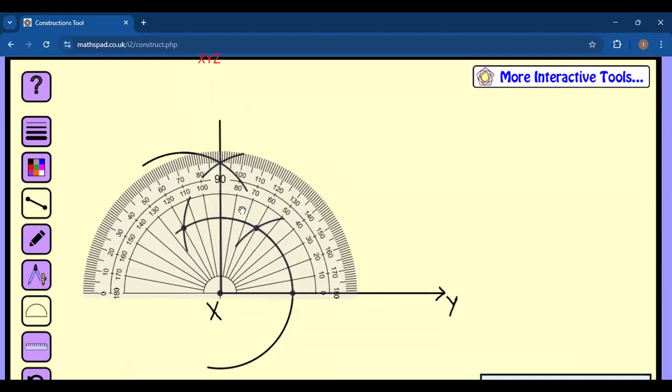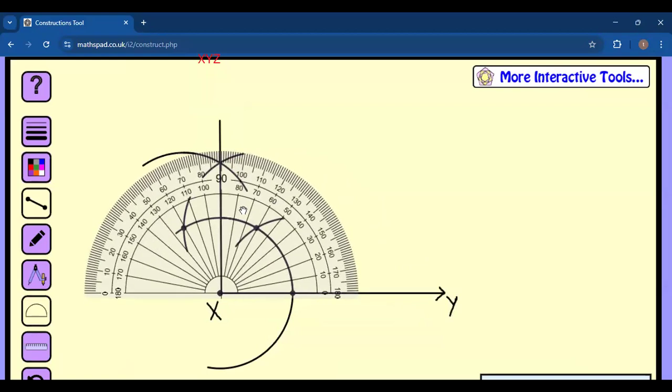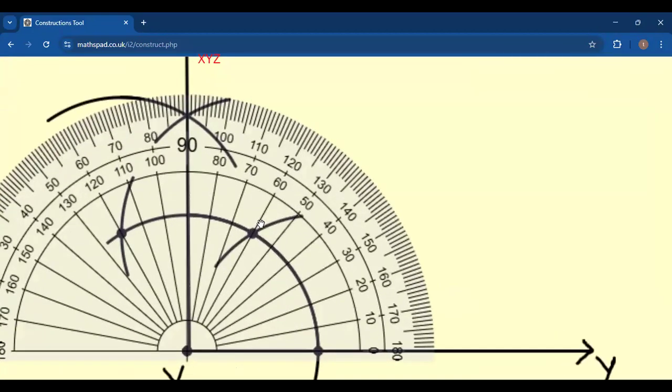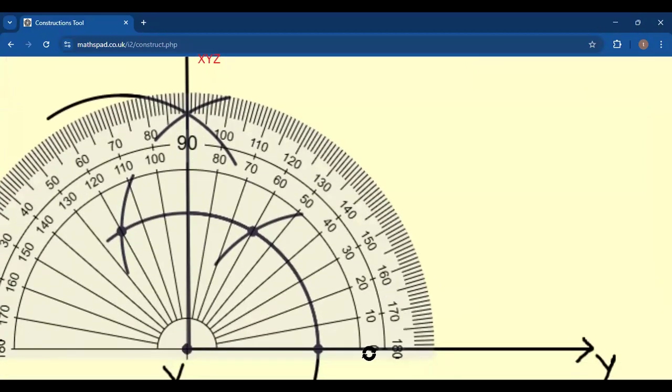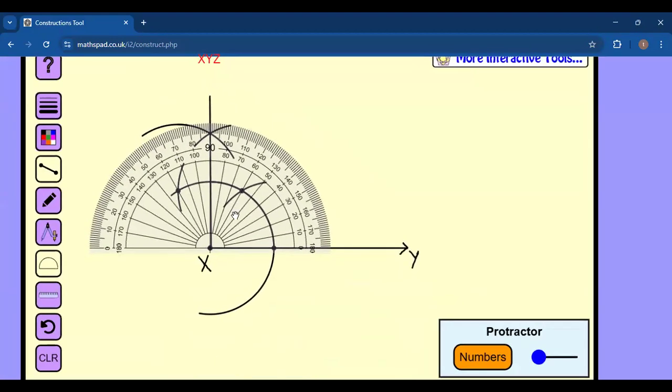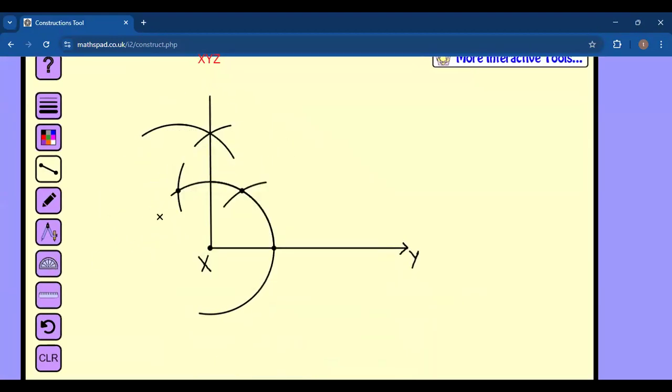Okay, measure our line. The measurement of this line, starting from here: 0, 10, 20, 30, 40, 50, 60, 70, 80, and 90. Very good.